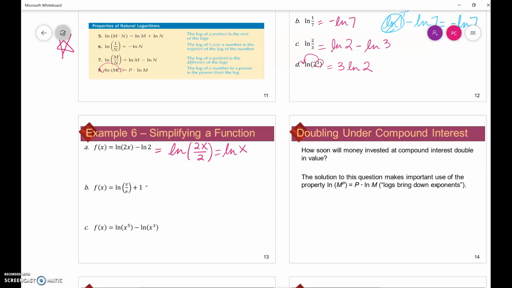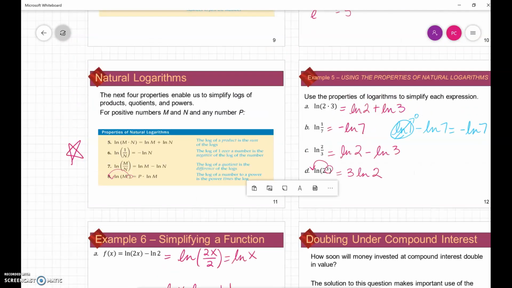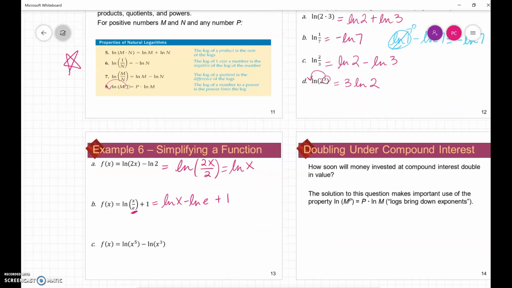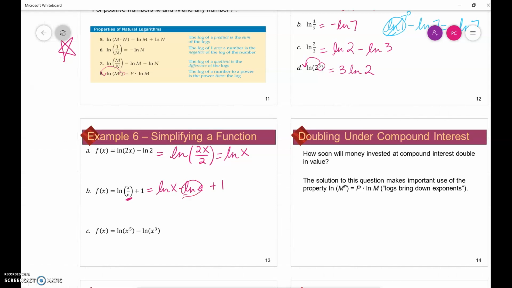On the next one, that division in the very first part, ln of x divided by e, can break apart. So I have the ln of x minus the ln of e, plus 1. And if you go back and look at our slide 9, ln of e is just equal to 1. So I have negative 1 plus 1, which simplifies to just ln x.